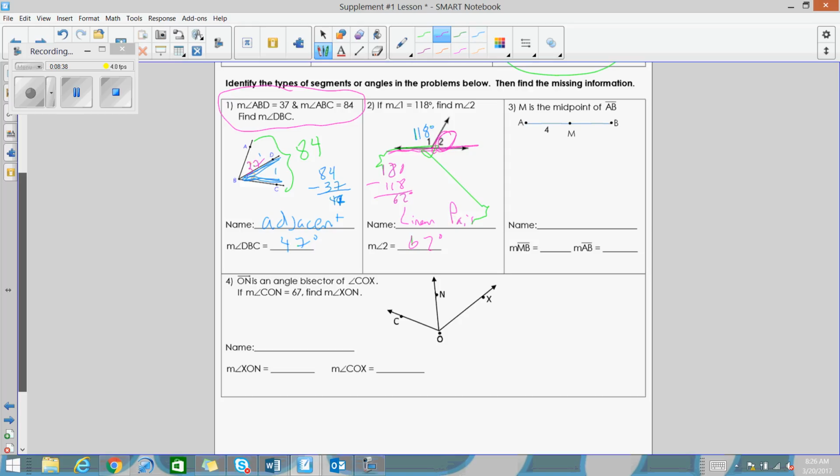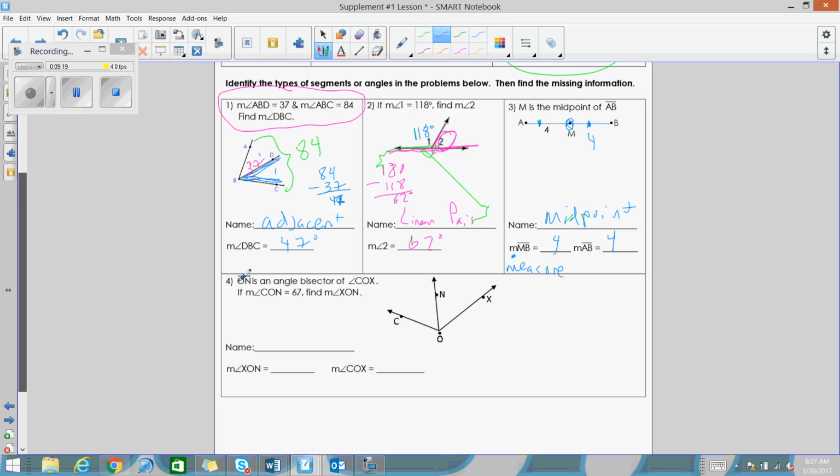Number 3 says M is the midpoint. If M is the midpoint, it splits the segment into two sides, so AM and MB are equal to each other. See this little m? That means measure. The measure of segment MB must be 4, and the measure of AB must be 4 as well. All right, cool. Now, let's do some more challenging problems.